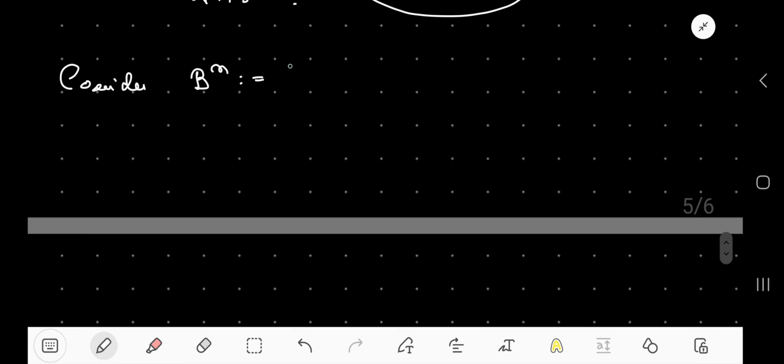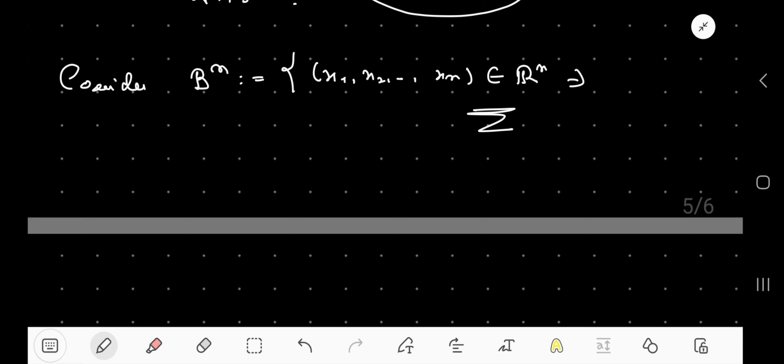Bⁿ is defined as the collection of points (x1, x2, ..., xn), a real n tuple, such that the norm of this vector is less than or equal to 1. The standard norm defined on Euclidean spaces should be less than or equal to 1. This is the n dimensional ball, and it includes its boundary, so it is the closed ball.